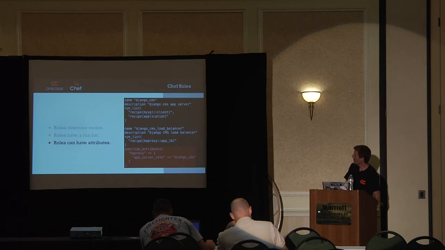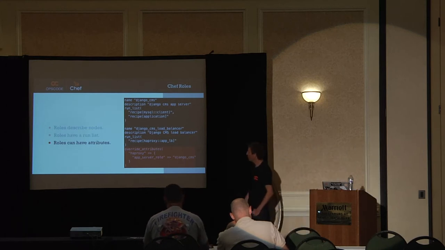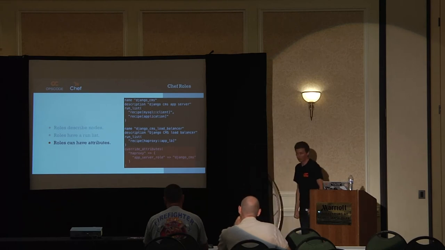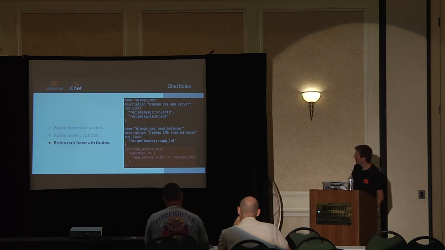And roles can also have attributes. And this is sort of where we start to get into some of the override points I talked about, how you can override sane defaults. So in this particular case, we're telling Chef which role we want to perform the search with. So that'll ensure that the actual search to look for app servers to load balance is Django CMS.